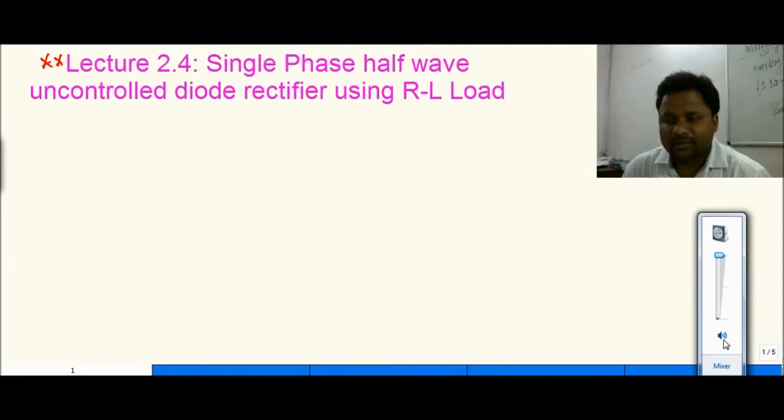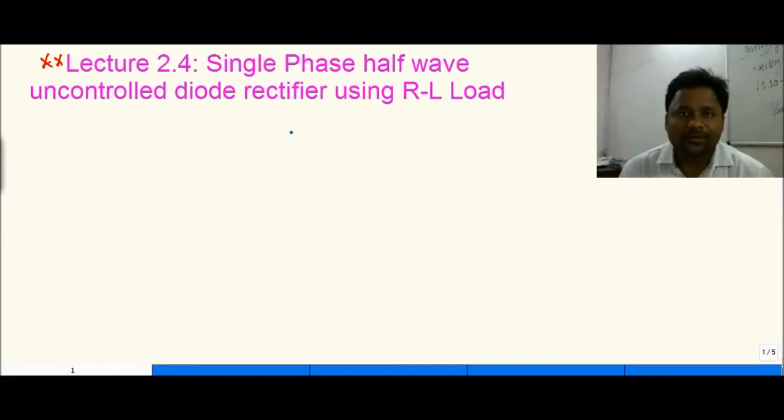Here now we are going to discuss lecture number 2.4, called the single phase half wave uncontrolled diode rectifier using the RL load. This lecture is very important because it covers all the fundamentals that we have done, and it can be easily usable in the control system.